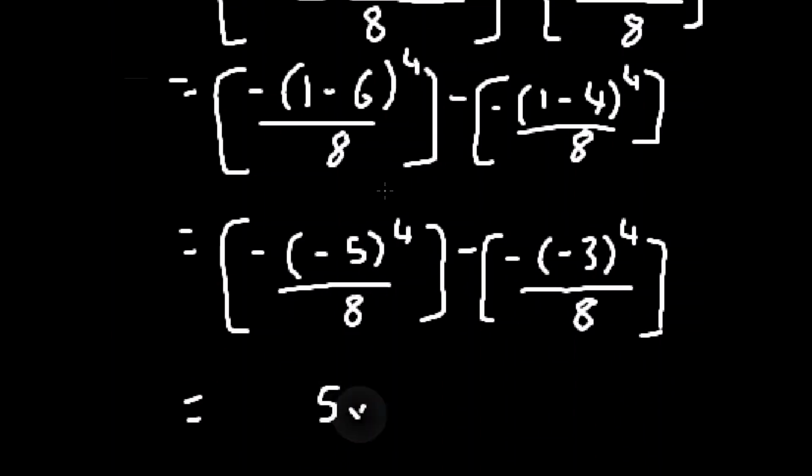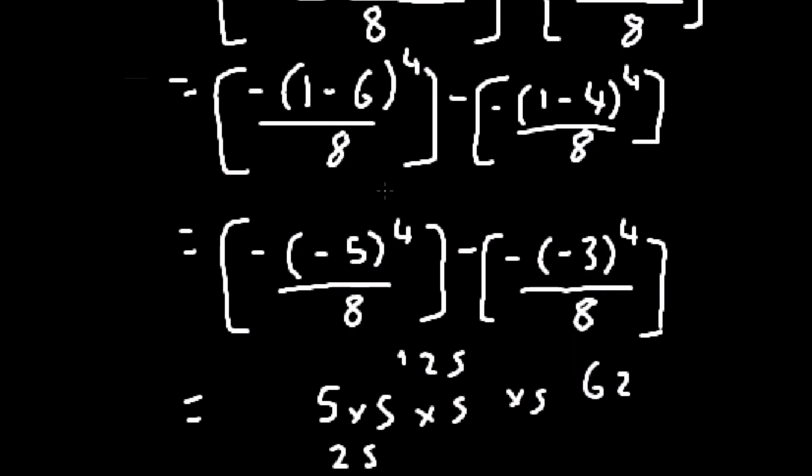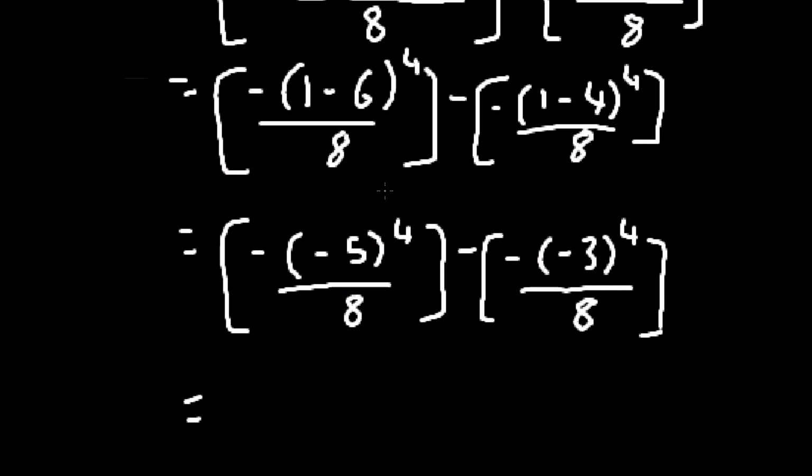So 5 times 5 is 25, times another 5 is 125, times another 5 is 625. Okay, so it might take you a while to get that, but it becomes minus 625, and then with the minus sign, there's an even amount of them. So minus 5 times minus 5 is positive, times minus 5 times minus 5 is also a positive. So we're just going to leave that as a positive there.